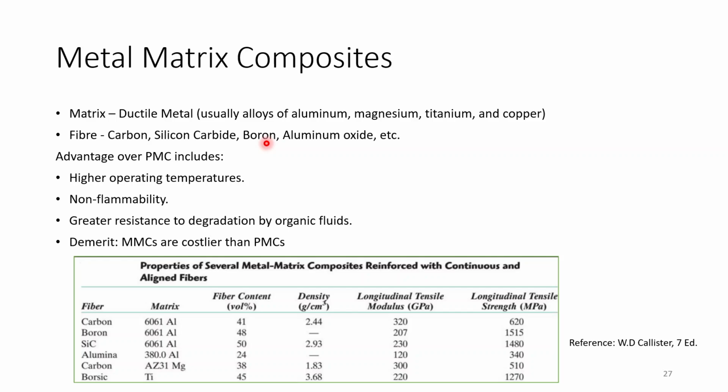And demerits include that metal matrix composites are costlier than PMCs, polymer matrix composites.